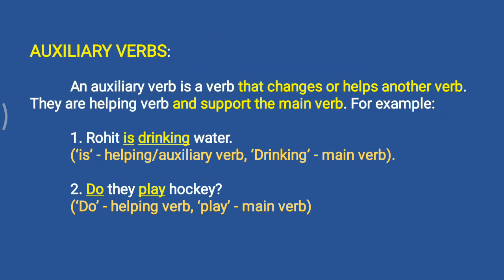Now our next type is auxiliary verb. An auxiliary verb is a verb that changes or helps another verb. They are helping verbs and support the main verb. For example, Rohit is drinking water. In this sentence, is is the helping or auxiliary verb and drinking is the main verb. In the next example, do they play hockey? Here do is the helping verb and play is the main verb.